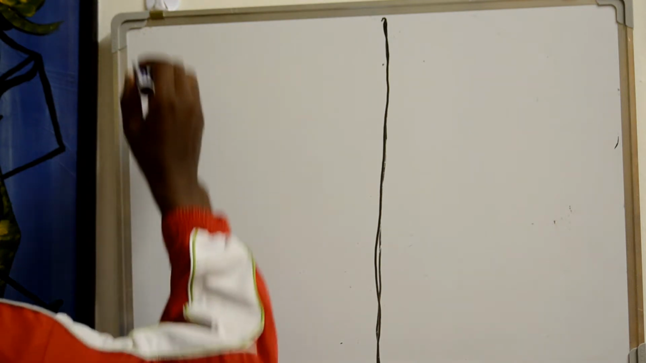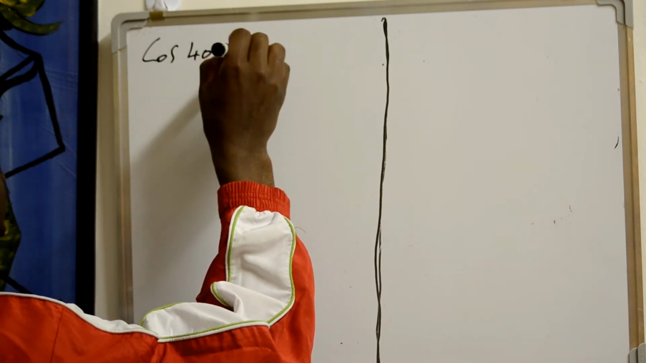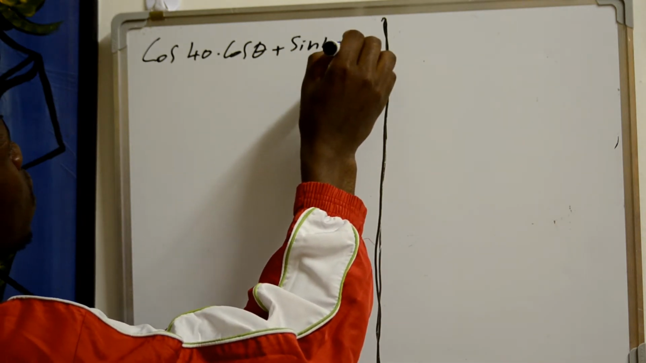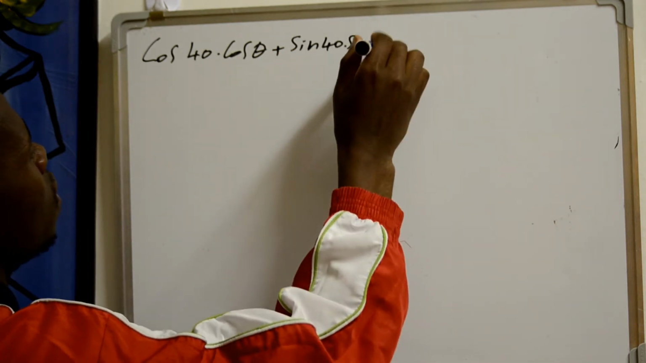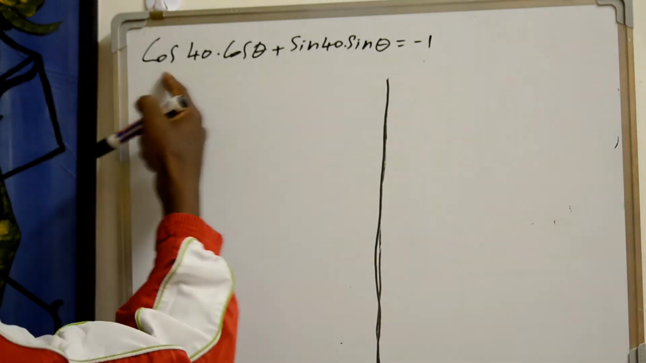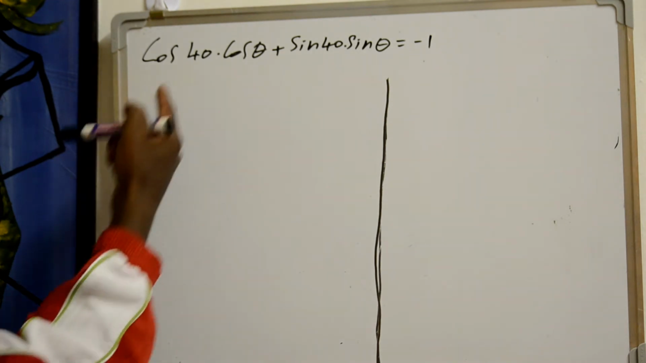So that we are able to solve any kind of problem we come across. For example, here we have cos 4θ times cos θ plus sin 4θ sin θ equal to minus 1. Find the full general solution. Don't worry, this is a compound angle.